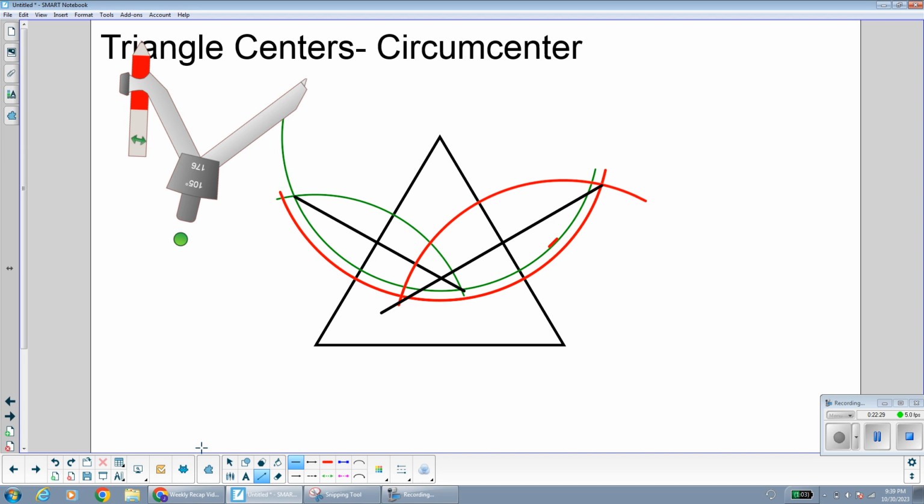And here we have our other perpendicular bisector. You could do a third one for the third side, but we're not going to in this video because we can see where the perpendicular bisectors meet. So the circumcenter is where the perpendicular bisectors meet.